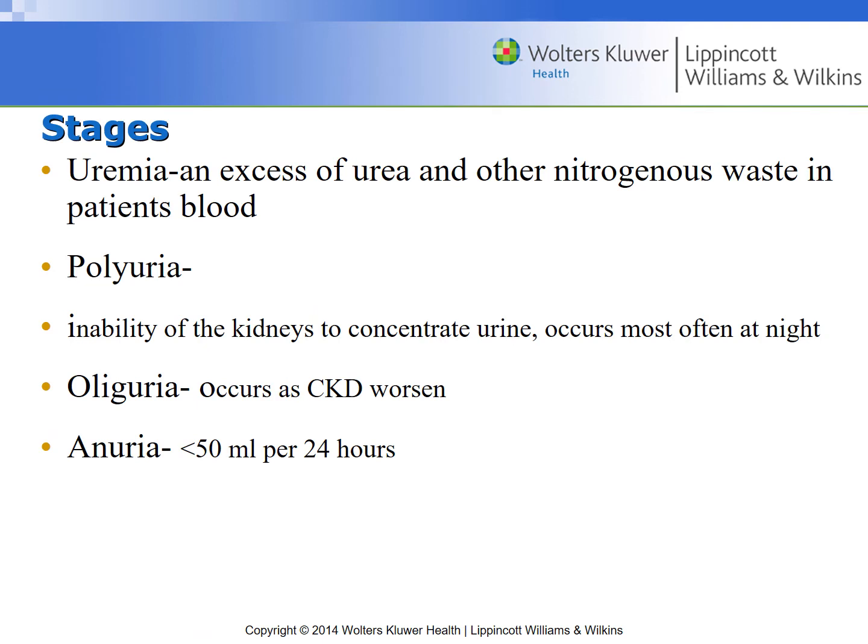Our stages with chronic renal failure, you'll see uremia, where there's an excess of urea and nitrous waste in the body and the patient's blood. Polyuria can occur with chronic renal failure, and of course, with that, the kidneys can't concentrate the urine. Oliguria can occur, and anuria can occur.